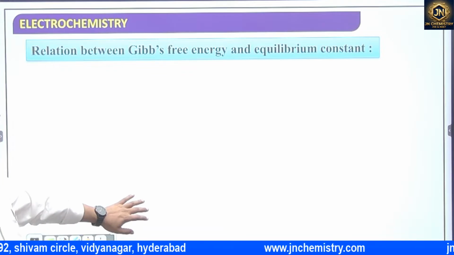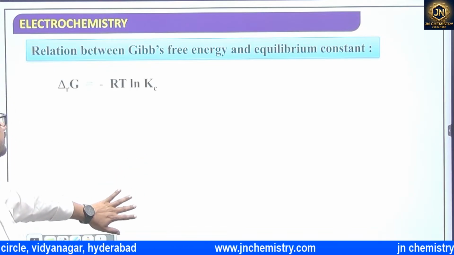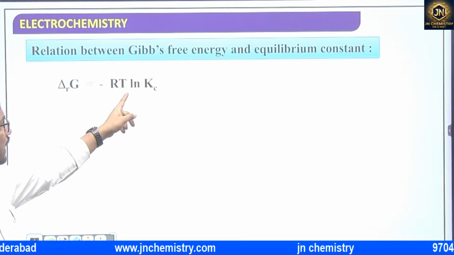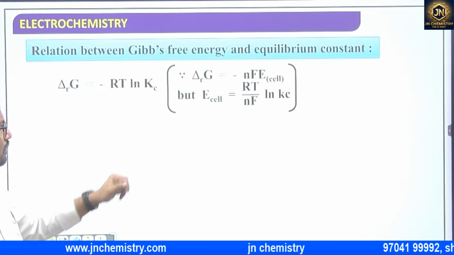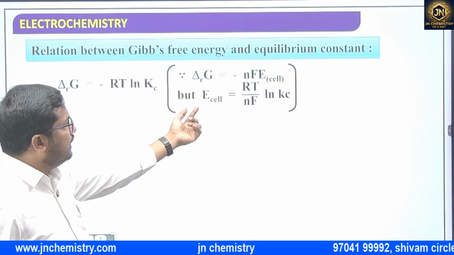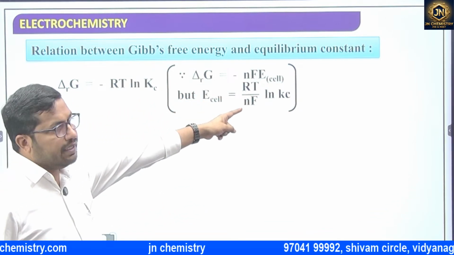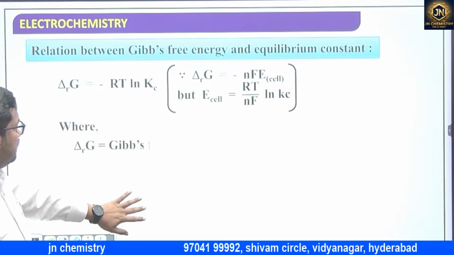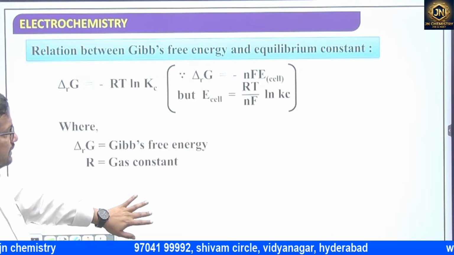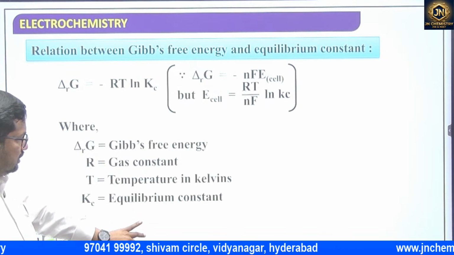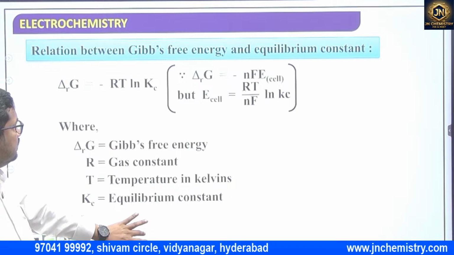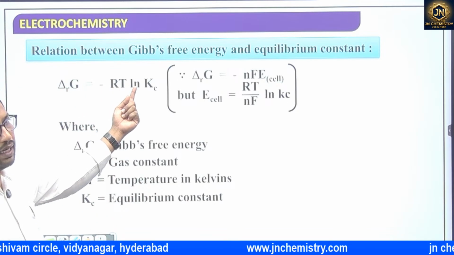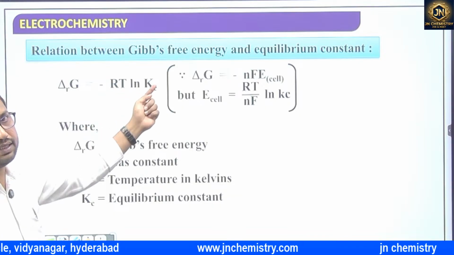So, Gibbs free energy and equilibrium constant. We discussed this in the equilibrium law. So delta G is equal to minus RT ln Kc. But delta G is equal to minus nF E cell, and E cell we can write as RT by nF ln Kc. Here delta G is Gibbs free energy, R is the gas constant, T is temperature, and Kc is the equilibrium constant. So just write it down. Delta G is equal to minus RT ln Kc, or minus 2.303 RT log Kc, also we can write.